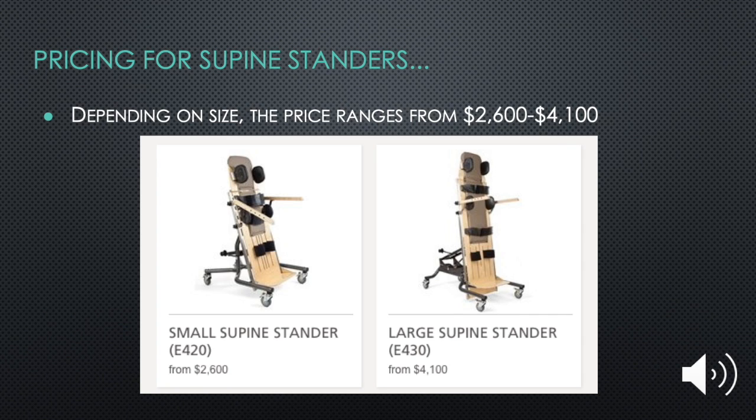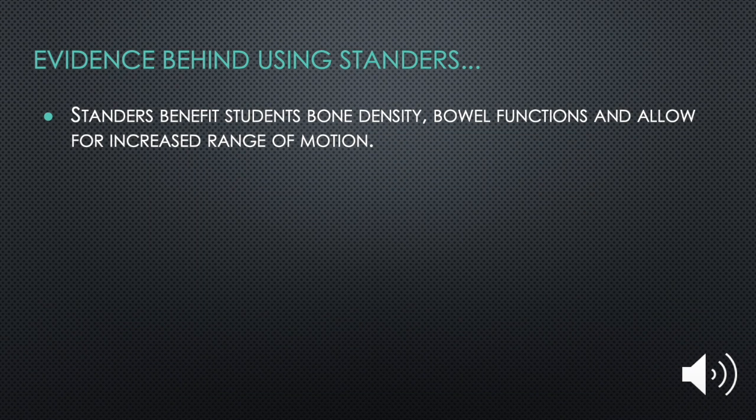Again, the pricing for supine standers depends on the size. So there's a small supine stander and a large supine stander. And the price ranges from $2,600 to $4,100.